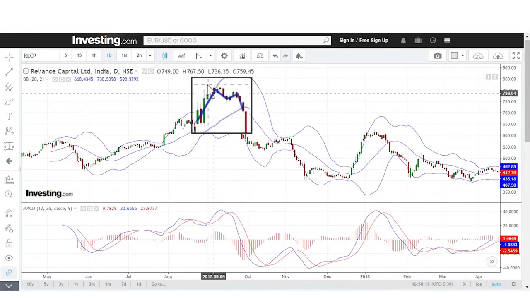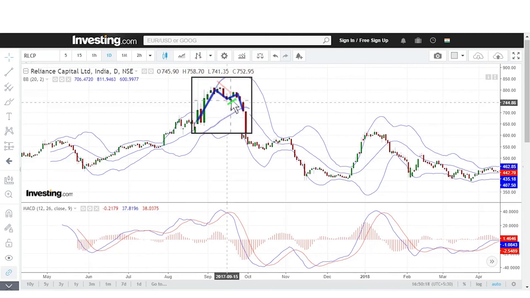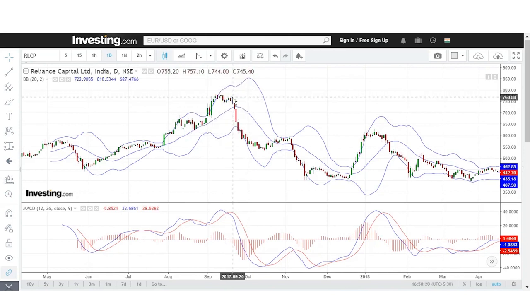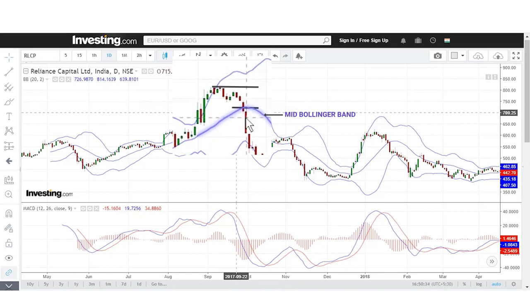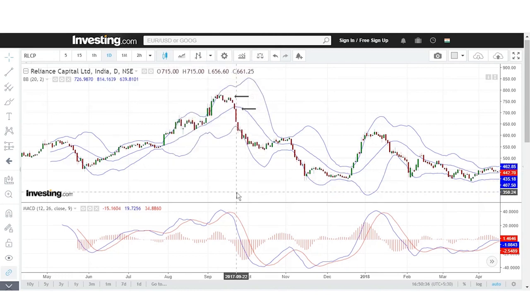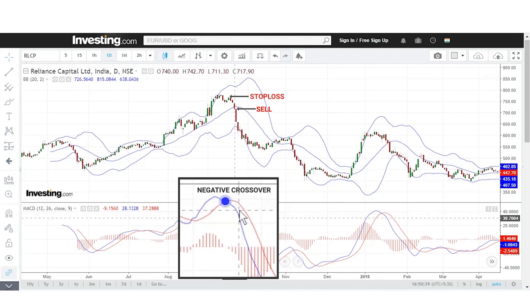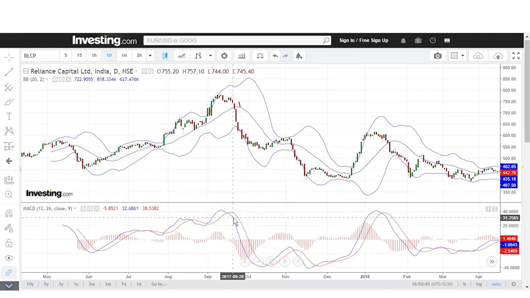See, again a little pullback and then again a little up move, and now you can see that this high was not above the previous high and also much below the Bollinger Band itself. Now in this scenario, when the price goes below the mid Bollinger Band, you can take a trade if there has been a negative crossover. See, the MACD at that time had a negative crossover, so you could easily take that trade in the downward direction and see how the trade behaved.